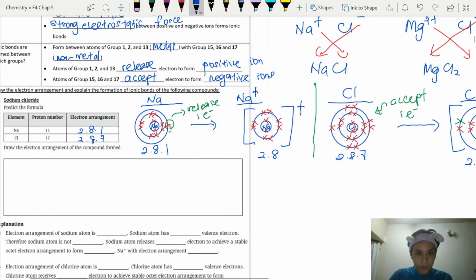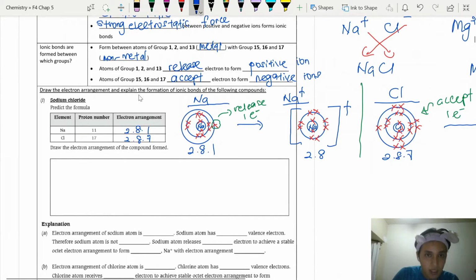Okay, so the electrons released by the sodium, sodium will donate their electrons and give them to chlorine. By doing so, they are going to form ions, and then they are going to attract each other because of strong electrostatic force, to form the ionic bond. All right, so how we draw, I'm going to show you step by step.